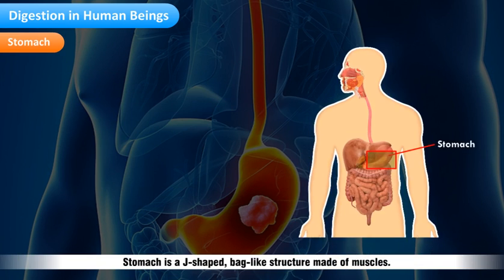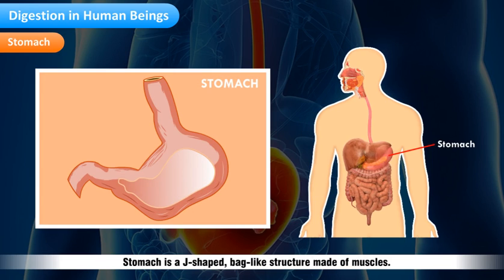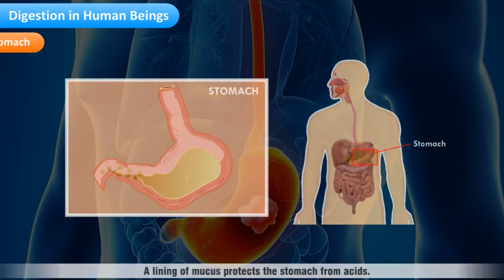Stomach. The stomach is a J-shaped, bag-like structure made of muscles. Inside the stomach, the food is churned and mixed with digestive juices including hydrochloric acid. These chemicals break down the proteins into simpler substances. A lining of mucus protects the stomach from acids.